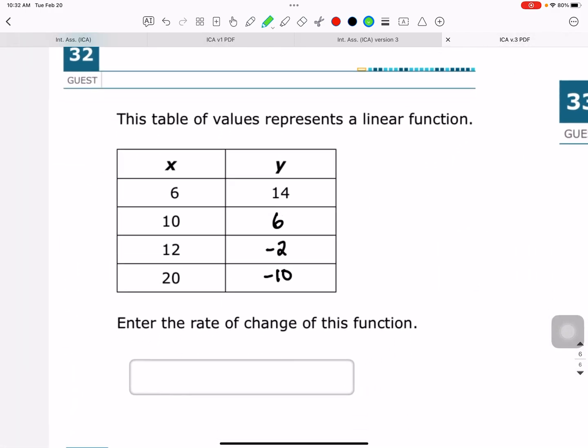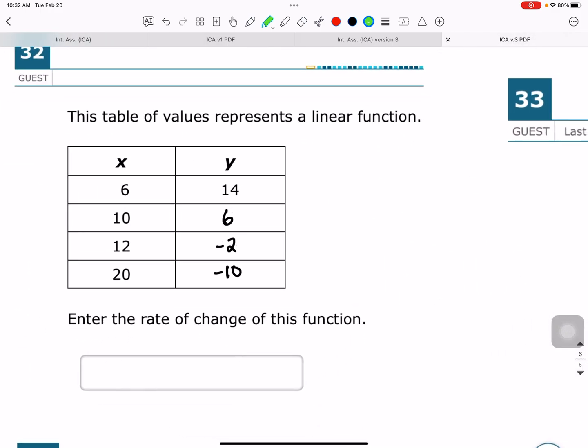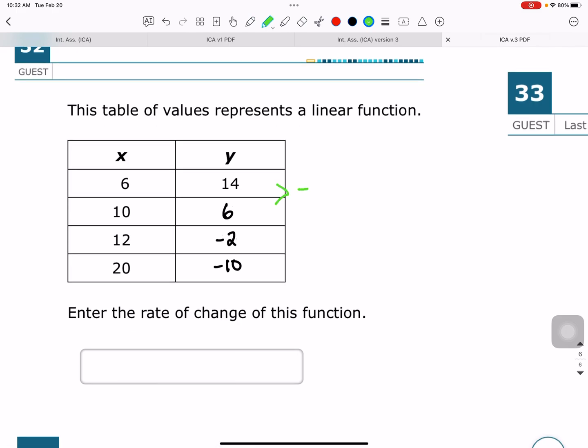Okay, let's see, 32. This one went down 8. This one went up 4. Down 8 over 4 equals negative 2. 8 divided by 4 is 2. Nothing killed the negative. This is negative 2.